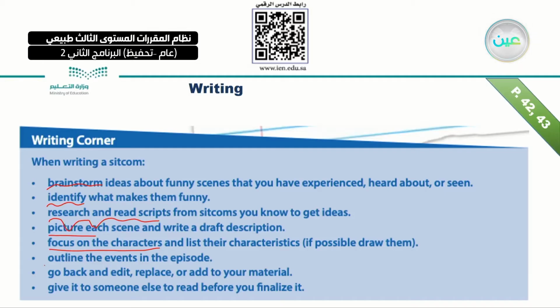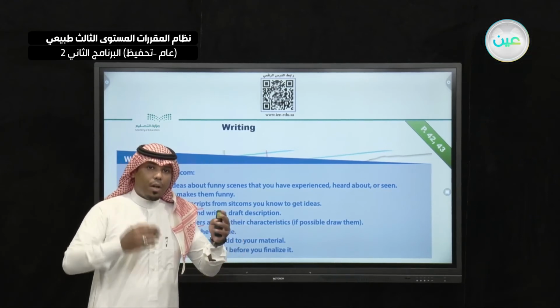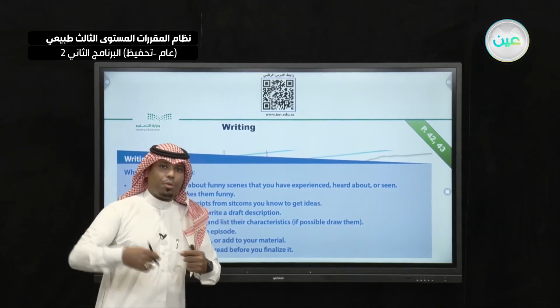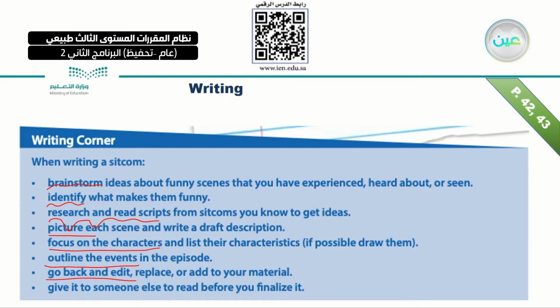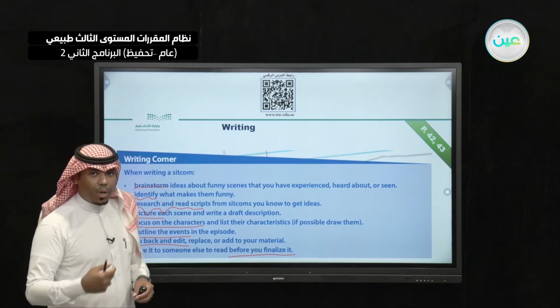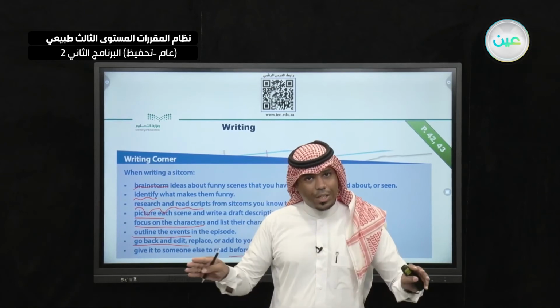Then outline the events in the episode. After outlining the sitcom or the scene, go back and edit. Try to remove or add any kind of information or characters you want. Finally, give it to someone else to read. Before you finalize it, before you put your final scene or final words in order to finish the scene.